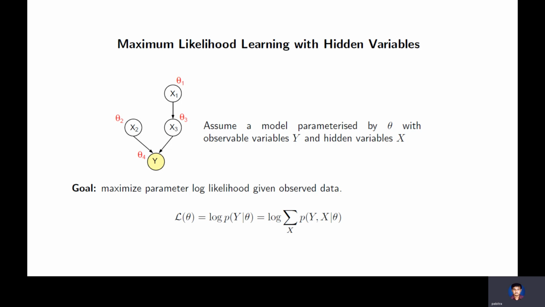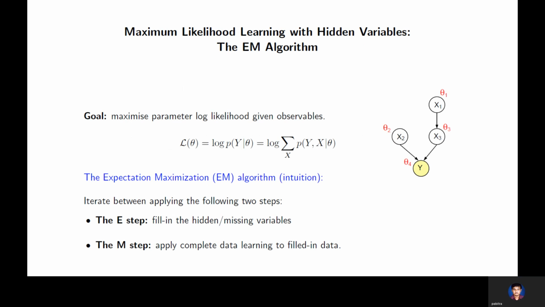And now, if you find it for y, you have to sum it up over all other variables x. Some of them are observed, some of them are hidden. Right. So what do we do when we have a hidden variable, or a latent variable? We use the expectation maximization algorithm. So in our case, the EM algorithm intuition is as follows.